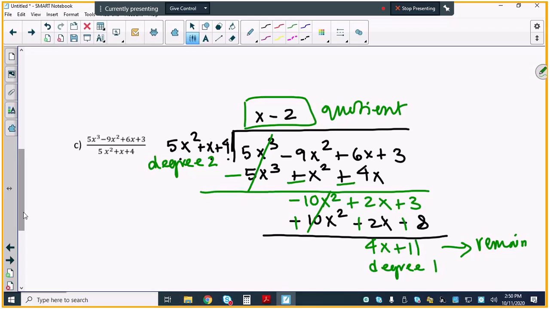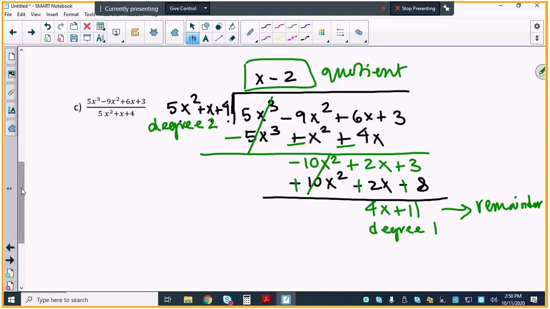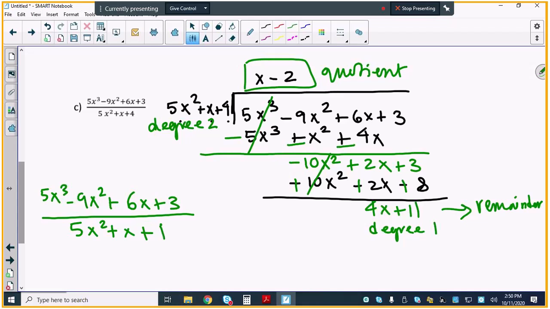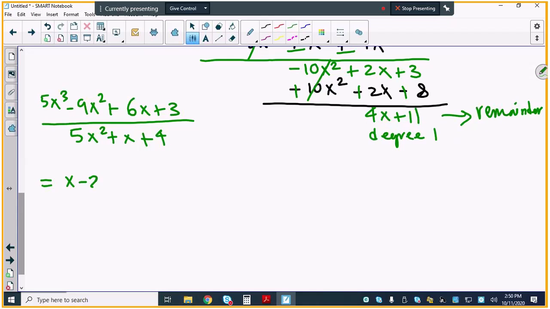And since the problem was not given as a dividend divided by the divisor, it was given as a fraction, my answer will be in the fractional format. So we'll say the answer to 5x cubed minus 9x squared plus 6x plus 3, when divided by 5x squared plus x plus 4, should give me the quotient by itself. And remember, the quotient is simply x minus 2 in this problem, plus the remainder, which is 4x plus 11 over the divisor, which is 5x squared plus x plus 4. And that will answer my question.